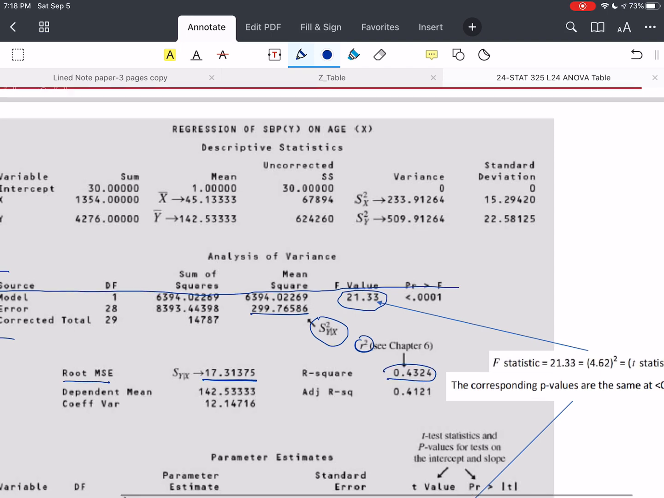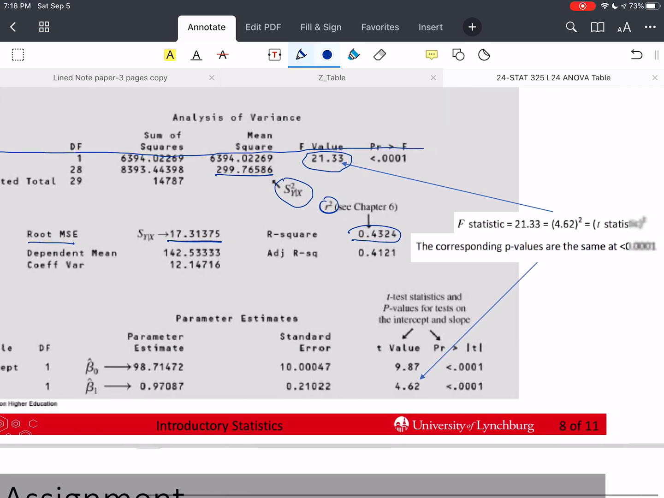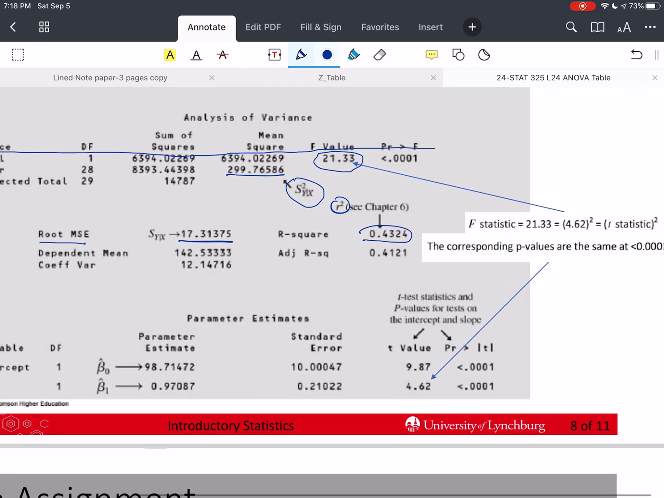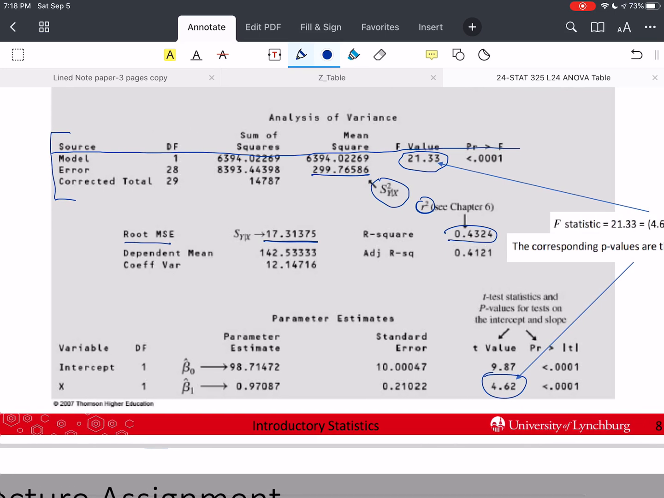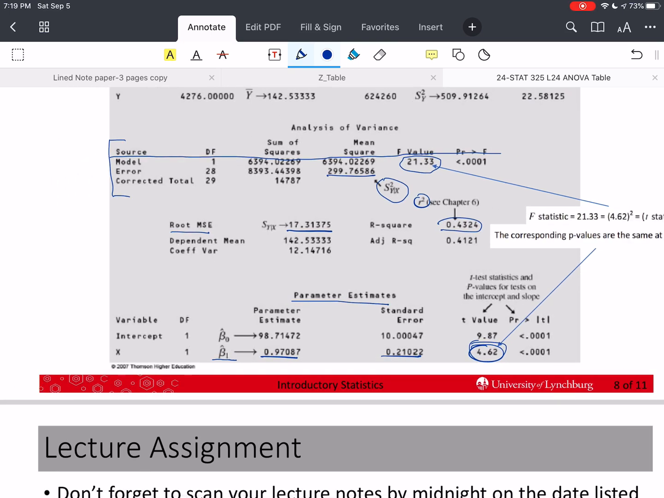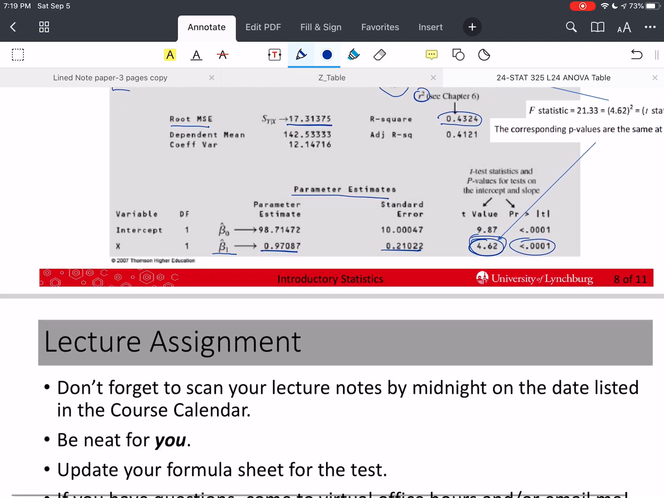Then we have the F statistic. Oh, and notice if you square this t statistic, you'll get the F statistic. Down here, we have parameter estimates, and because it's a straight line, we only have one parameter estimate for beta 1, where we have this parameter estimate, and we have this standard error with a t value here. You can square this value, you're going to get the 21.33. And it has, of course, the same p-value as well, although this is so small you can't tell that they're the same.